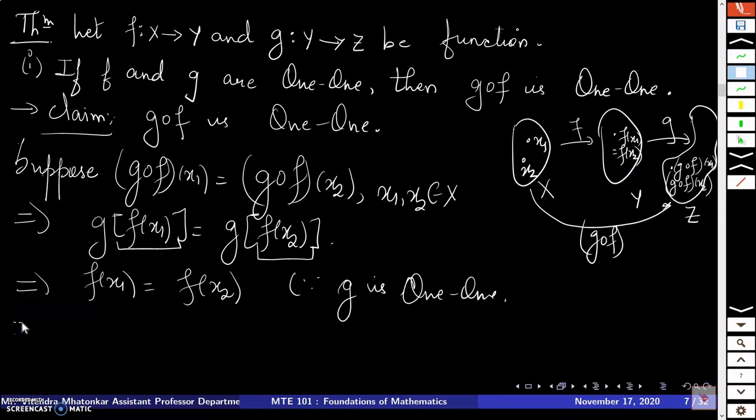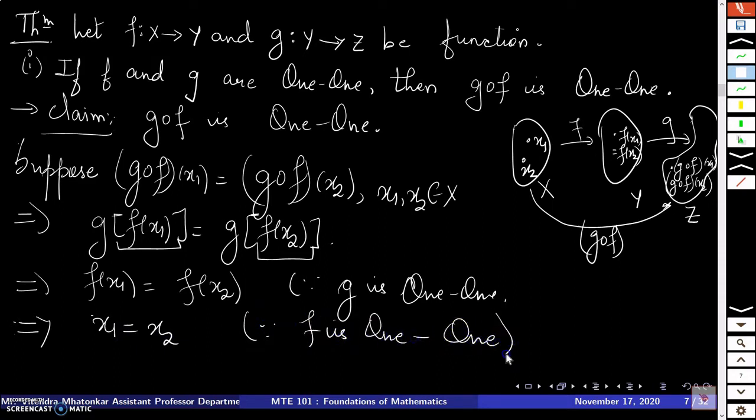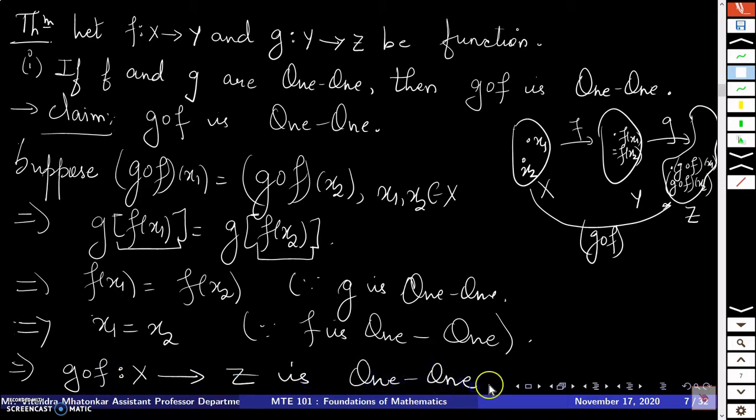So f of x1 is equal to f of x2, but f is also given to be 1-1. This implies x1 is equal to x2. This is since f is 1-1, right? So if f and g are 1-1, then G composite f is 1-1. That's what we showed. So this implies G composite f, which is a map from x to z, is 1-1. So composition of two 1-1 functions is again 1-1, provided it is well defined.